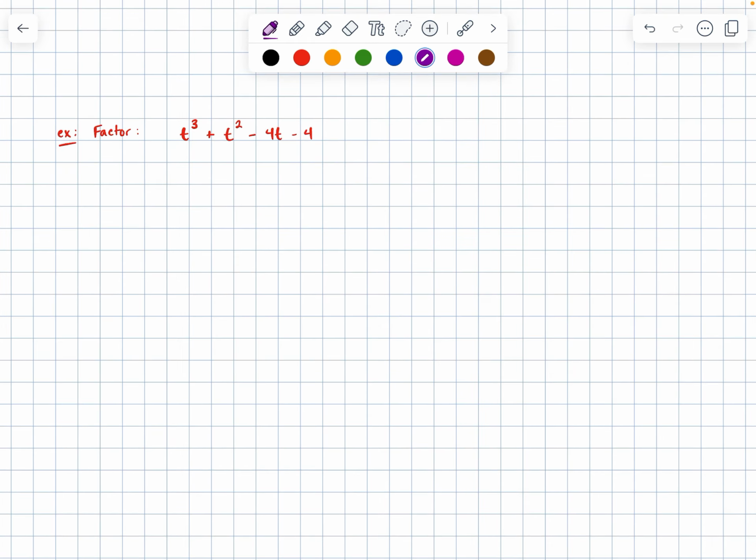t cubed plus t squared minus 4t, not 40, but 4t minus 4. Try your best. Factor by grouping. There might be a reason why this guy is the one that we're ending on. I don't know. Try it out, see if you notice anything. Go.